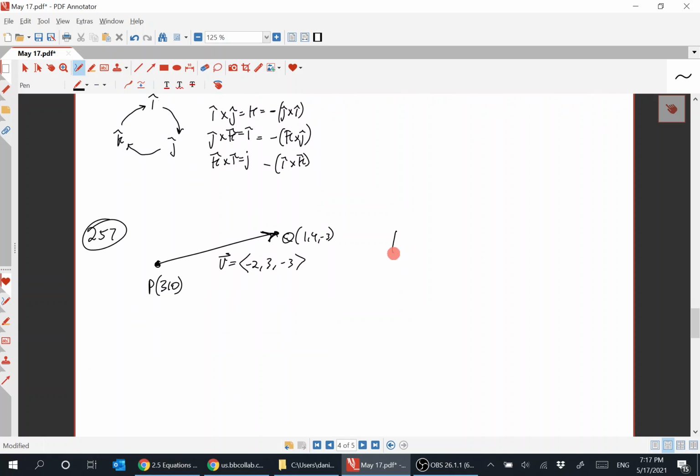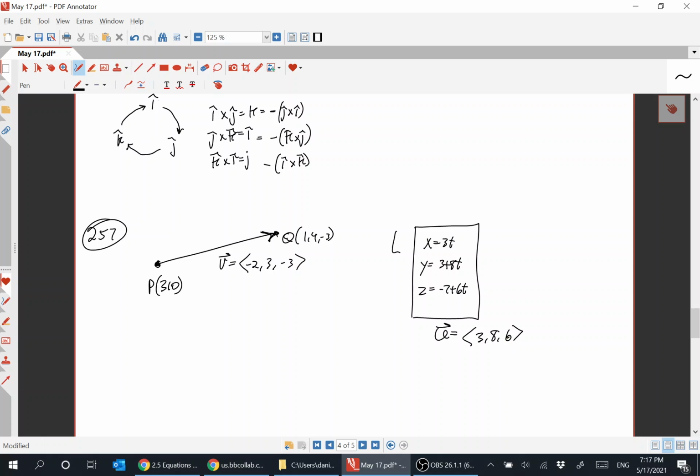And then the other line L has these parametric equations. X equals 3t, y equals 3 plus 8t, z equals minus 7 plus 6t. So its slope u is 3, 8, 6.